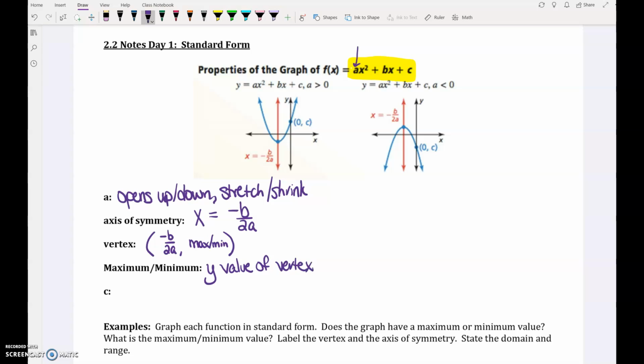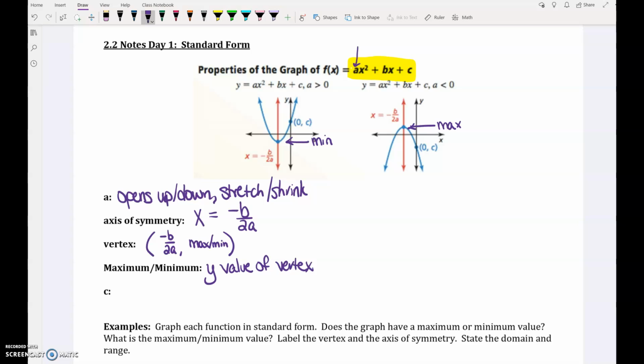If you have a graph like the one on the left, that point is considered the minimum because it's the lowest point on that parabola. The graph on the right, that vertex would be called a maximum because it is the highest point on the graph.